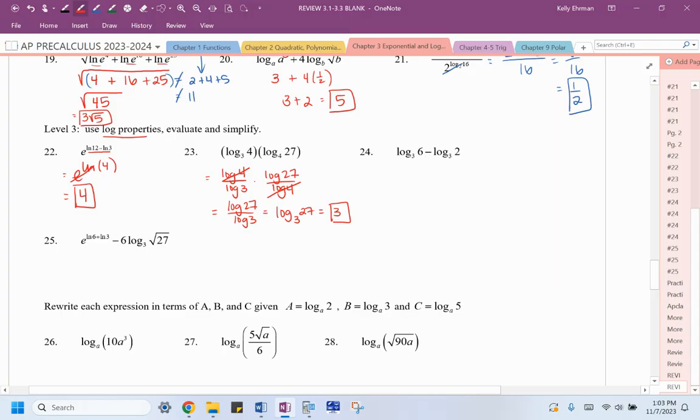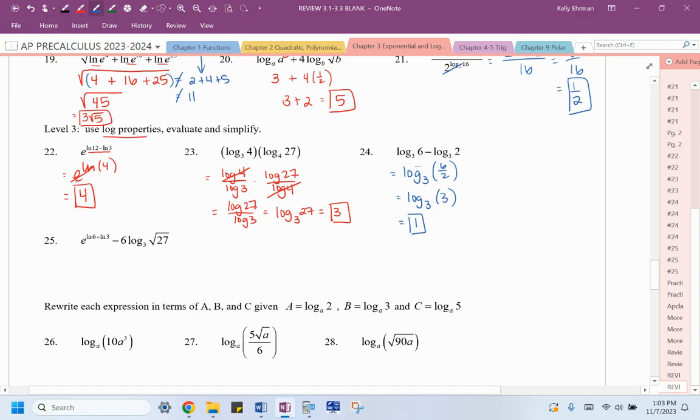Okay, for 24, again, I can't simplify the individual terms like I could in the previous section, so I have to rely on condensing first. This is the log base 3 of 6 over 2, which is the log base 3 of 3, and that can be evaluated. 3 to what power is 3? That answer is 1.